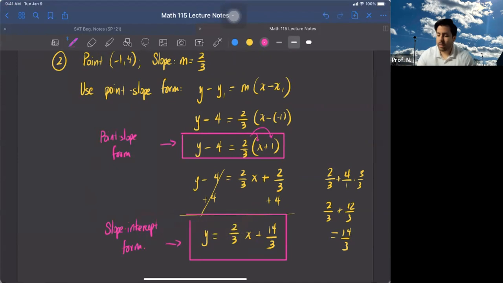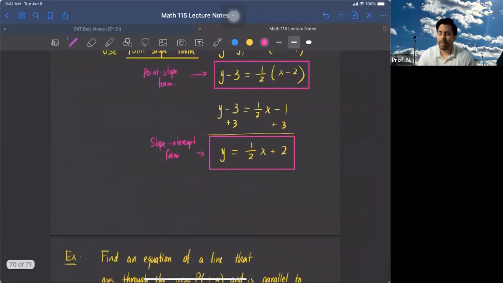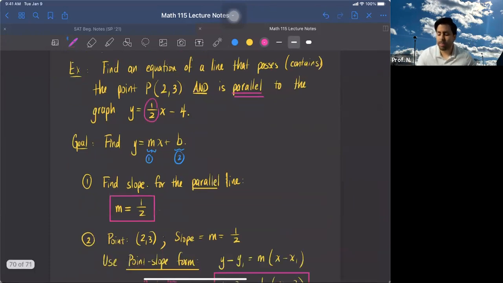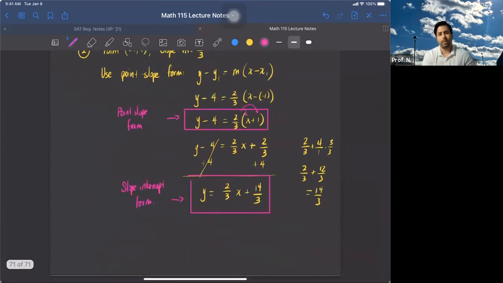Are we all okay? Does this make sense? Finding the slope, finding the equation of a line that's parallel to other lines. So I have a line that I'm trying to find that's parallel to the line that I'm given. So I have to figure out what the slope is. Once I have the slope, I have the point, use point-slope form, and I'm done. Okay, so that's what we do with parallel lines.